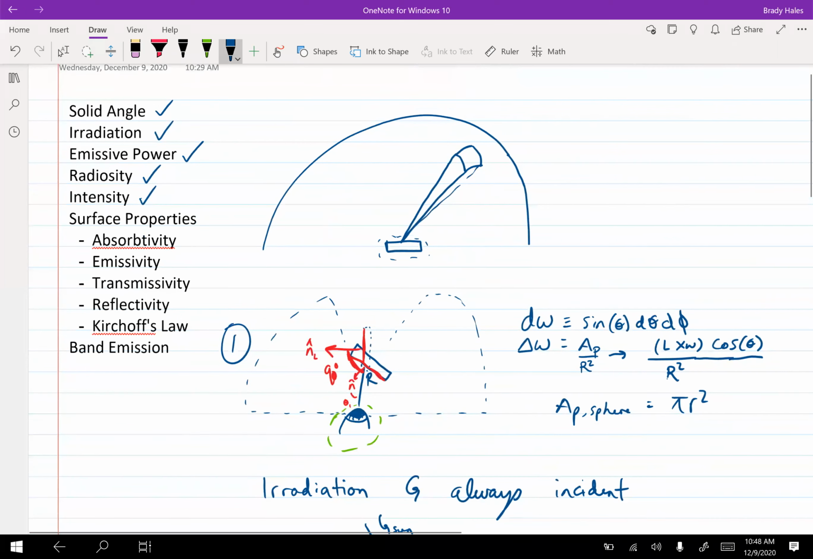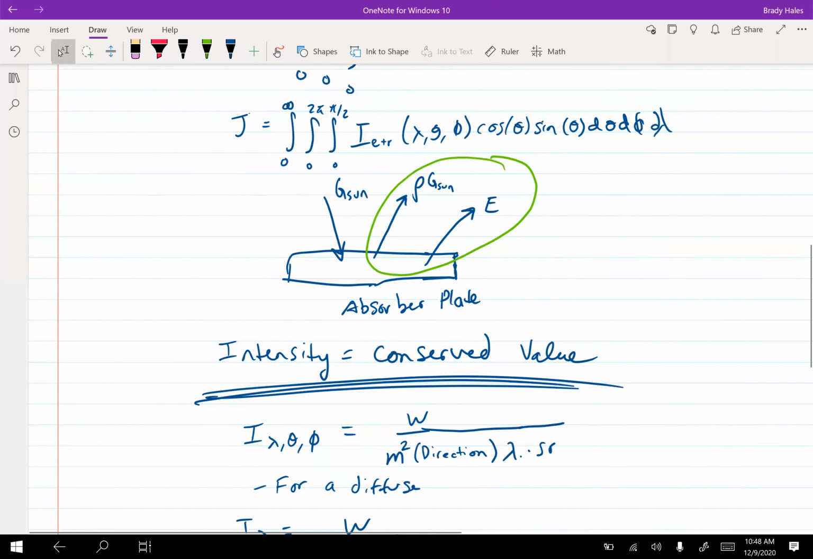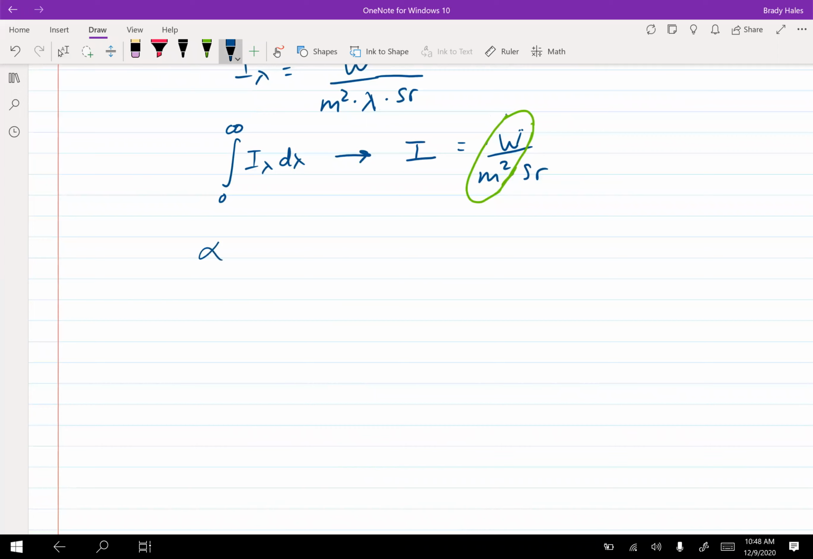Let's talk a little bit about surface properties. So absorptivity, that's the alpha term.